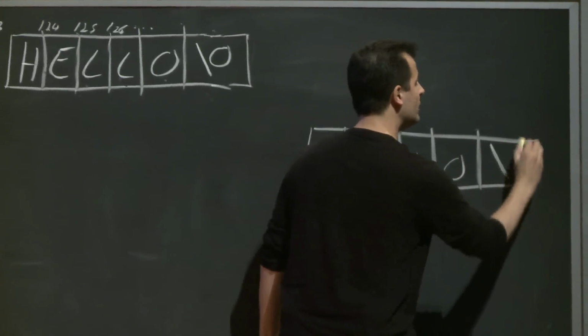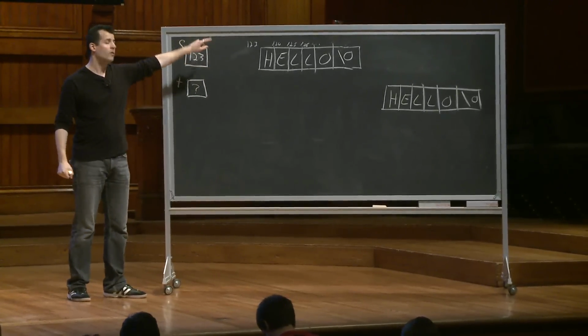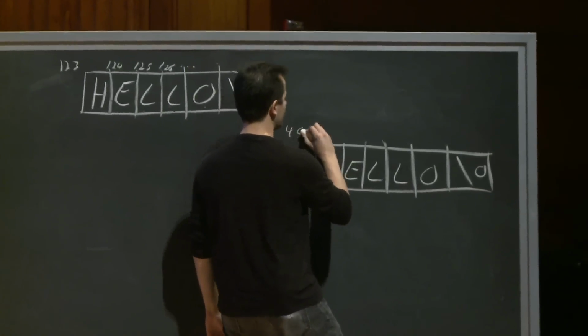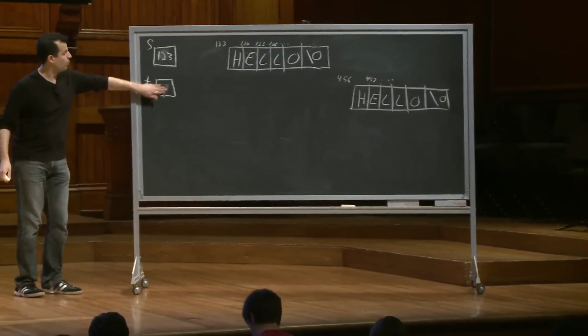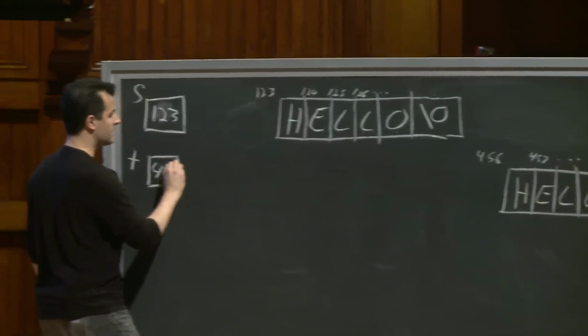But the fact that I've redrawn this picture is deliberate, because that is a different H-E-L-L-O than this one. So here, this might be location 4, 5, 6. This is 4, 5, 7, and so forth. So what gets put where the question mark once was? In this case, 4, 5, 6.